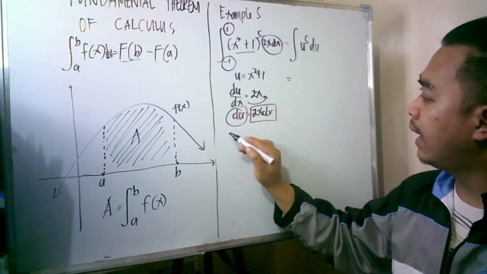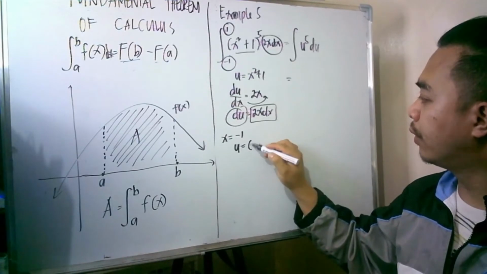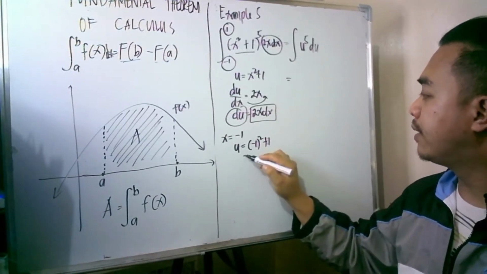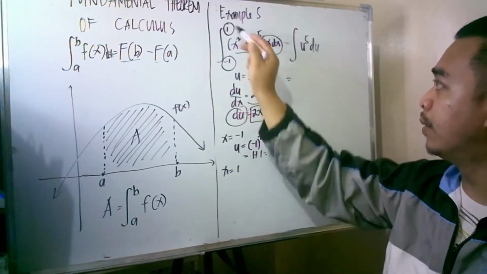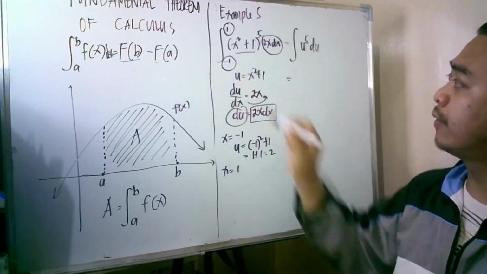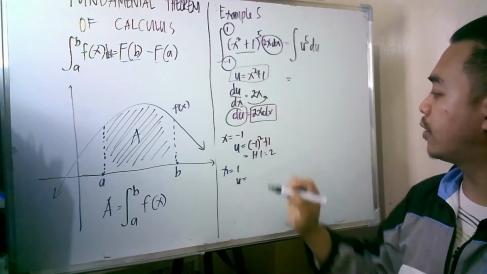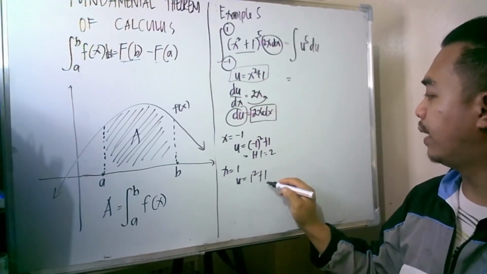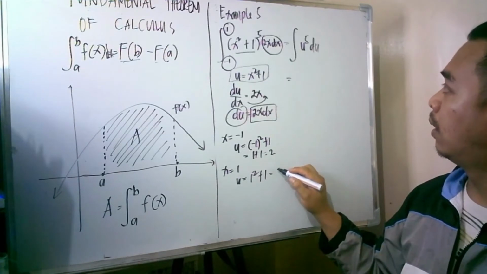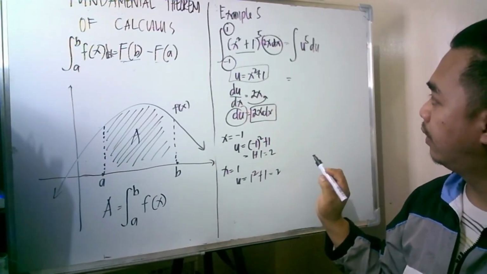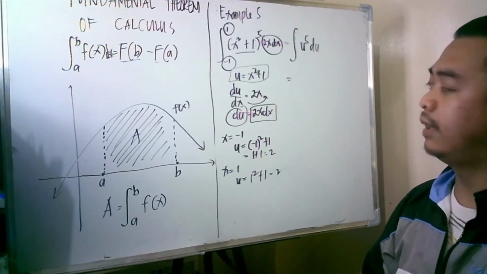I-substitute lang natin. If x is equal to negative 1, what is u? u is equal to negative 1 squared plus 1. This is just 1 plus 1, no? Equal to 2. If x is positive 1, because we need to look for a substitute for both negative 1 and 1, isolve ulit natin using this equation. So, u is equal to 1 squared plus 1. So, parehas ba? It's equal to 2 pa rin. Di nagkaparehas na. Hindi na siya applicable dito.